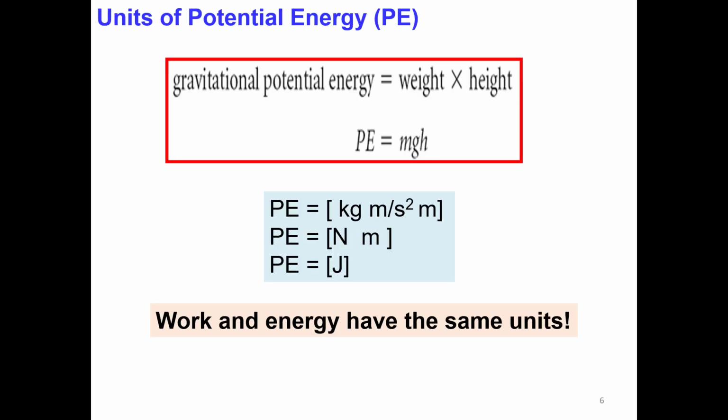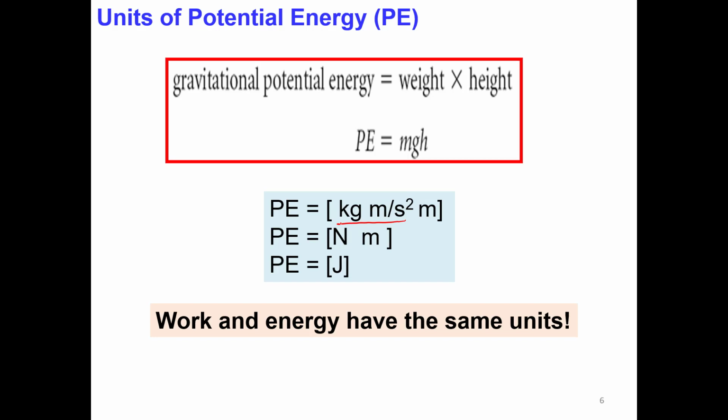Now we know the equation we can use to calculate the potential energy. Let's now try to define the units. The units, then we had mass, g, h. The unit for mass in the SI system will be kilograms. The unit for acceleration of gravity in the SI system will be meters per second squared. And for height, which is a distance, it will be meters. Let's focus on this part.